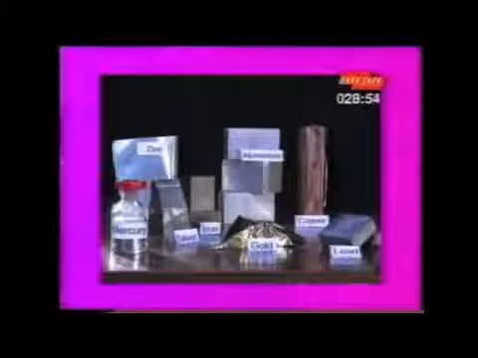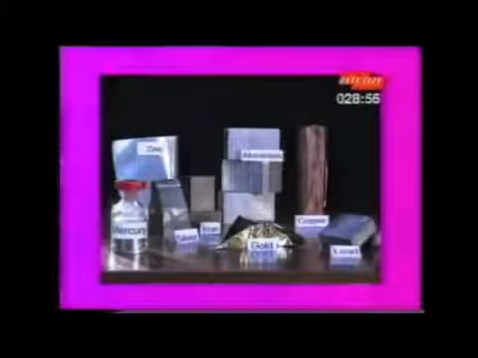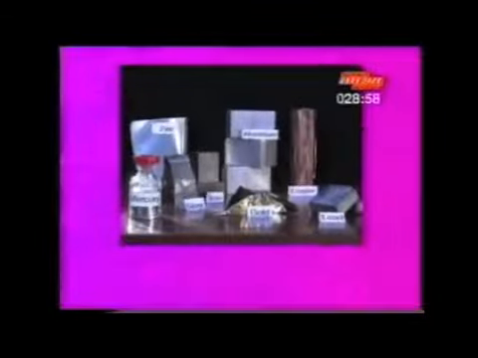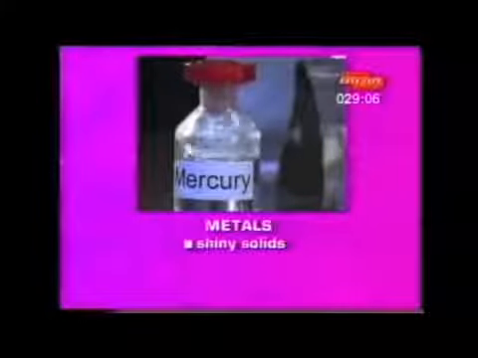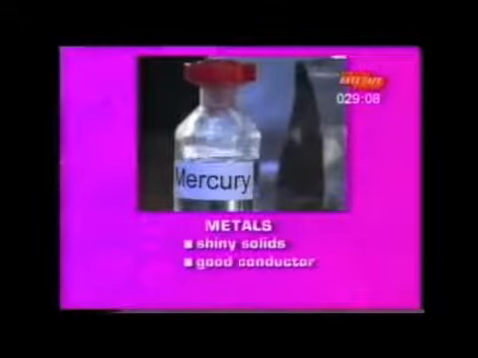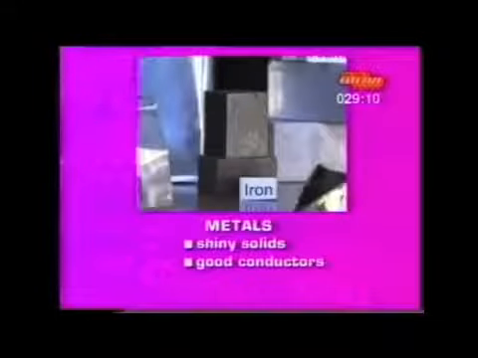All elements can be divided up into two groups, metals and non-metals, and each of these groups have similar properties. This group is metals. We can see they're all shiny solids at room temperature, except mercury, which is a liquid. They're good conductors of heat and electricity when solid or liquid, and some, like iron, are magnetic.